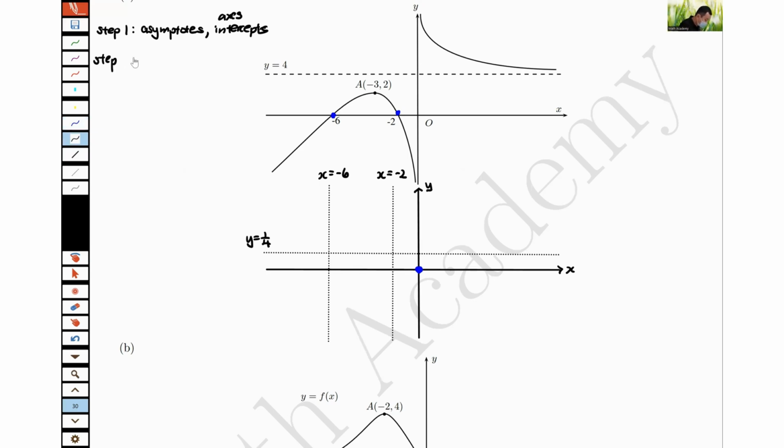We now do step 2. Step 2 is optional. The concept is the signs are preserved, which means any positive y values in your new graph, it will still be positive 1/y. Similarly, negative y values will be negative 1/y.